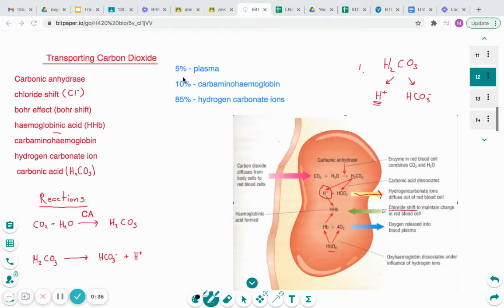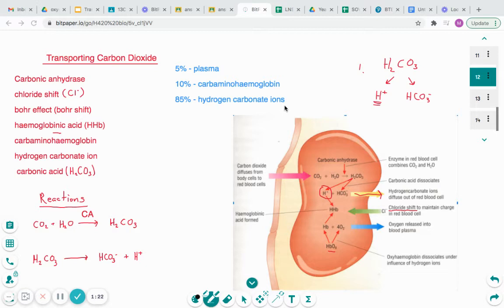So 5% can just dissolve in the water, in the plasma. It's not much. 10% of the carbon dioxide can bind with hemoglobin to form something called carbaminohemoglobin. So that's another way it can get back to the lungs. And the most common way, 85%, it's going to return in the form of hydrogen carbonate ions, written down here, HCO3-, or here as well. So most emphasis is going to be about these hydrogen carbonate ions.